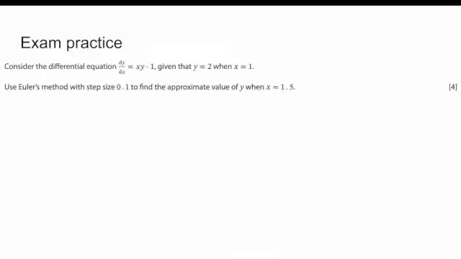Now let's take a look at an exam practice question. This topic is a little bit difficult, and the only way to get good at it is by using practice questions and past paper questions. So this is a past paper question. Have a go at it, and I'll walk you through the solution very quickly.